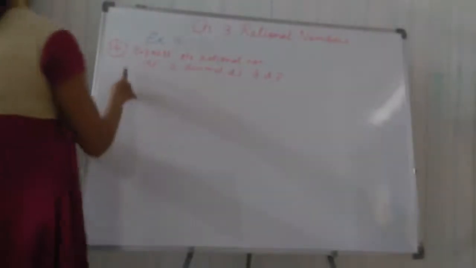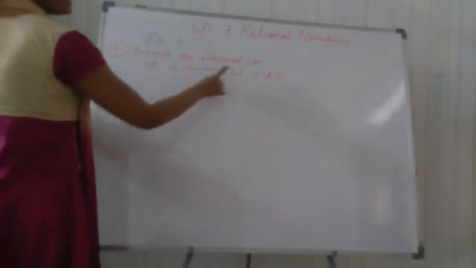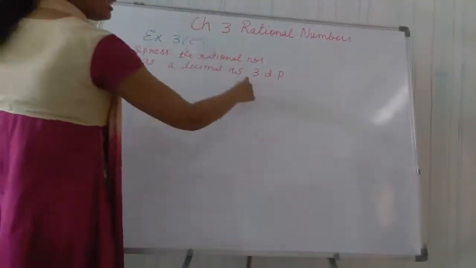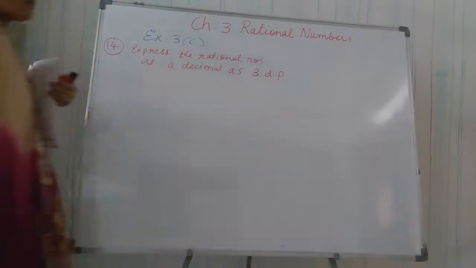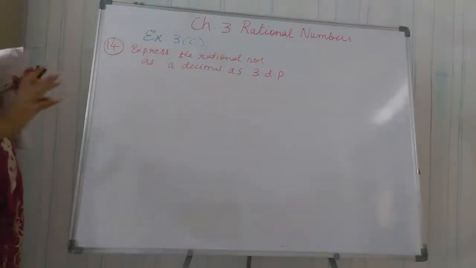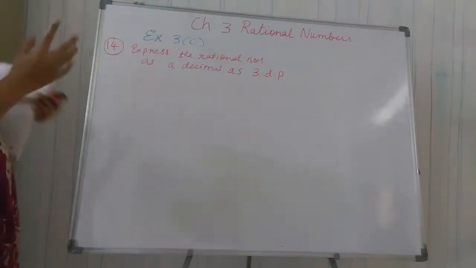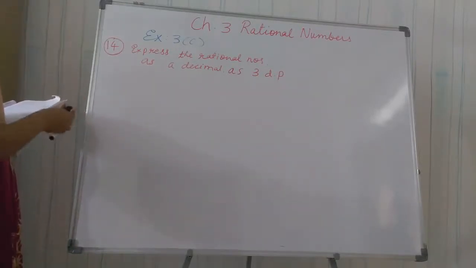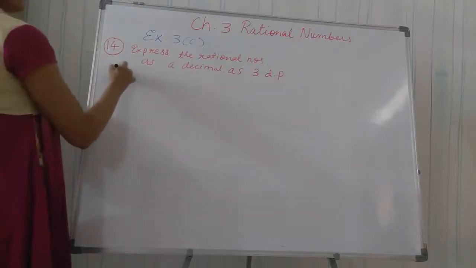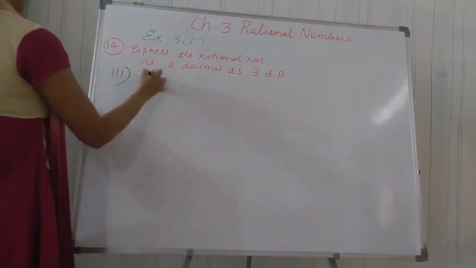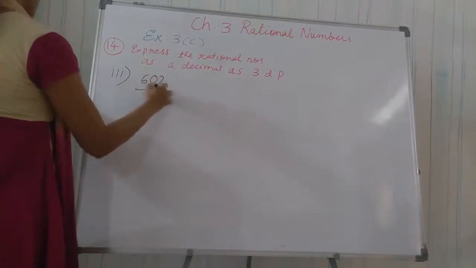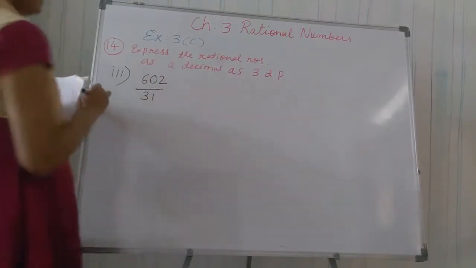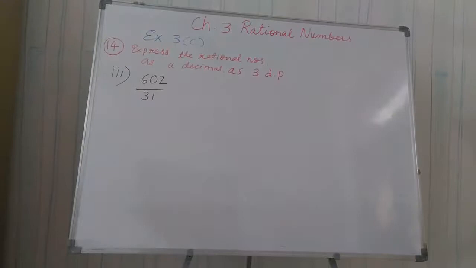Now let us start question number 14. Question number 14 is express the rational number as a decimal as 3 dp. 3 dp means 3 decimal place. So here we are already given how many decimal places we have to find out, up to 3 decimal place. So I will solve the last 3 numbers. So the third question I am taking, 602 divided by 31. So students, let us solve this by division.